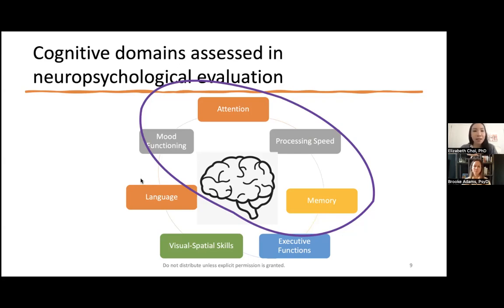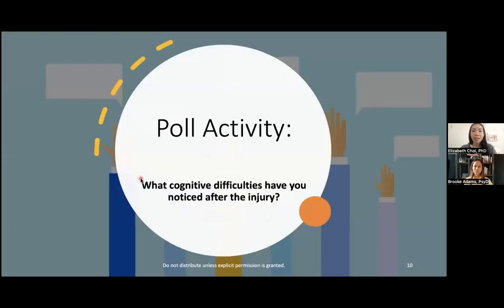All right, so let's shift gears right now, and we'll try to do a simple poll activity. We do want to get a sense from the audience tonight to see what cognitive difficulties have you noticed after the injury. It could be an injury that you experienced yourself, or if you're a caregiver or a clinician, you can indicate what types of difficulties you have seen or encountered in someone that you're working with or have worked with.